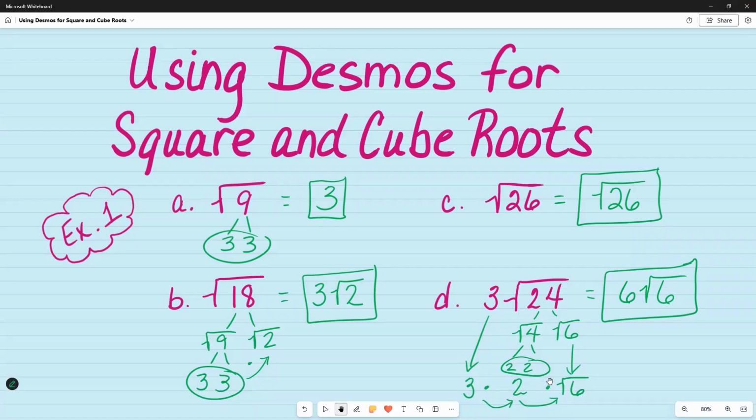That's this part. I have to remember though, I had a number out front. So all of this is multiplying. So I'm going to take 3 times that 2, and that's my 6. And then the root 6, I can't do anything with that. So that's just next to it. So 6 times root 6.